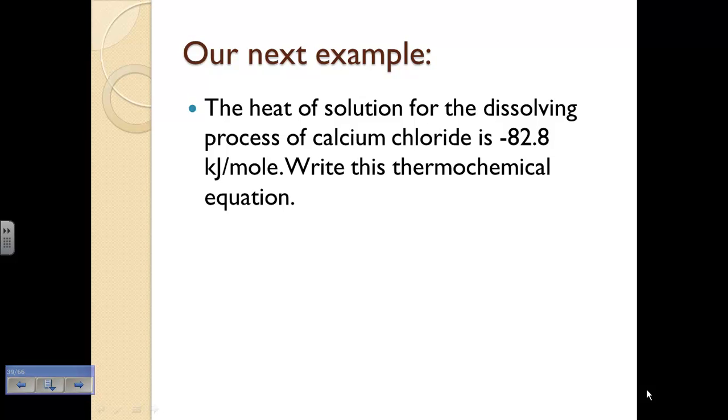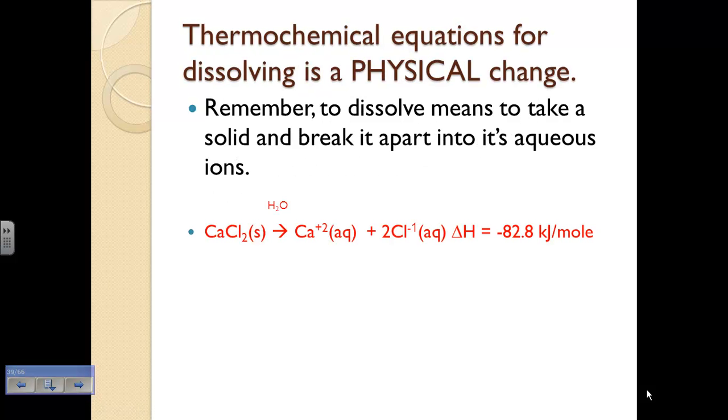Let's write this thermochemical equation. What would calcium chloride's formula look like? Finding that, calcium, its symbol of Ca, carries a +2. Chloride, its symbol is Cl. It carries a -1. Put them together and we get a compound CaCl2. Remember, we are representing physical changes to simply dissolve. So I take a solid on the left and break it apart into its ions on the right. Calcium chloride is commonly called rock salt. We can visualize a white solid compound.